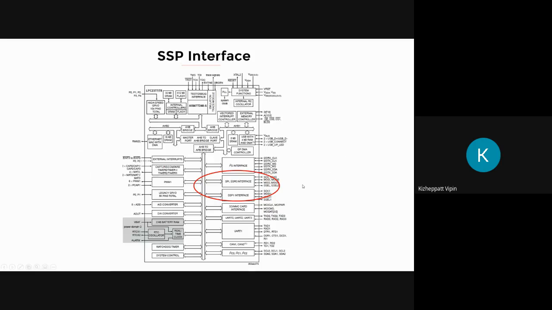Okay, last class we discussed the SPI interface. Now we are going to start the next interface, called the SSP interface. There are two such interfaces, SSP0 and SSP1. SSP0 and SPI are shown as a single block.